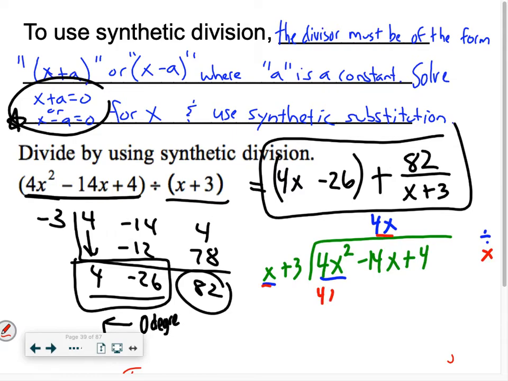x to get 4x squared. But I multiply both of that. Now I have to take the 4x times the 3 to get the 12x. And this is a plus sign, so that's a plus sign there.